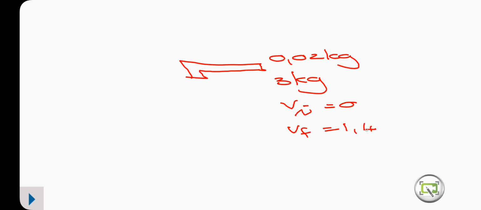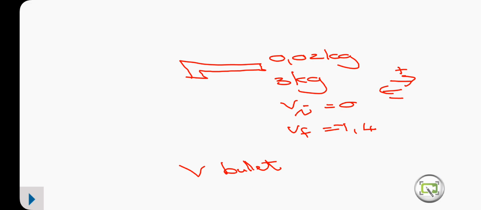But it shoots backwards as the bullet is fired. Therefore, we can say negative 1.4, if we use to the right as positive and to the left as negative. And then they ask us to calculate the velocity of the bullet immediately after it leaves the rifle.